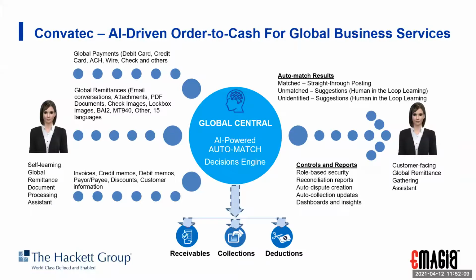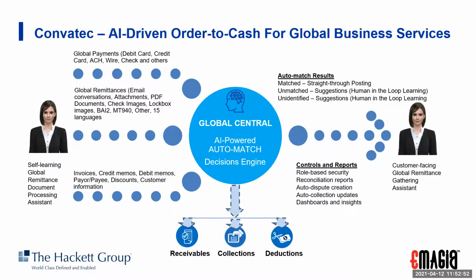So we implemented Imagia, where we have used AI-driven technology, which Veena had mentioned, and the system learns itself. And also we were able to actually implement debit card, credit card, ACH, wire, checks, and other payments. And also we had remittances via emails and PDFs, and also bank statements. We did the BAI2, MT940, and others. And also Imagia can read 15 languages.